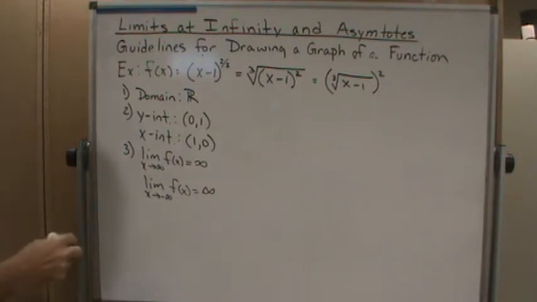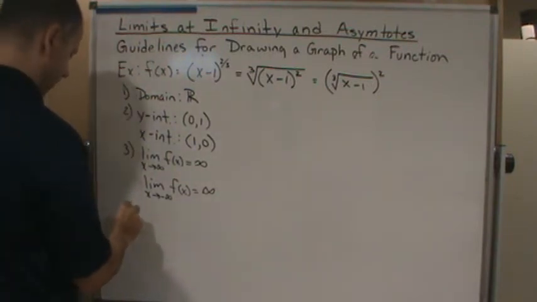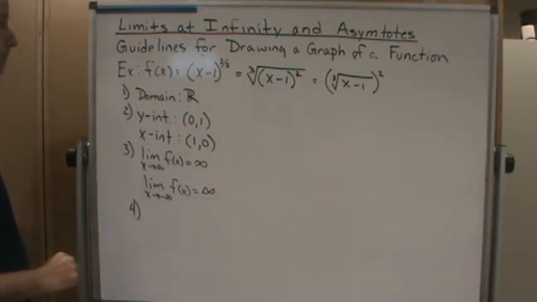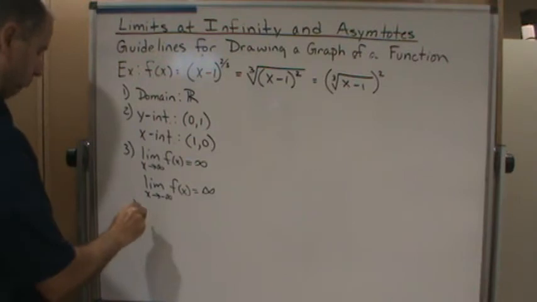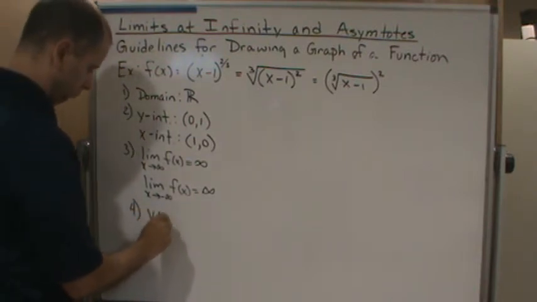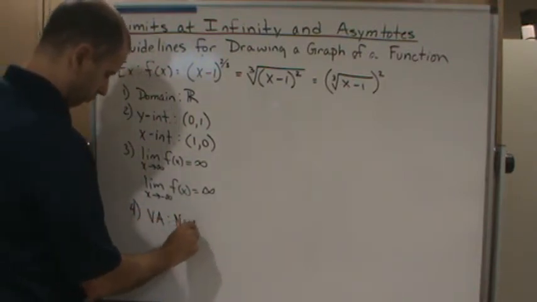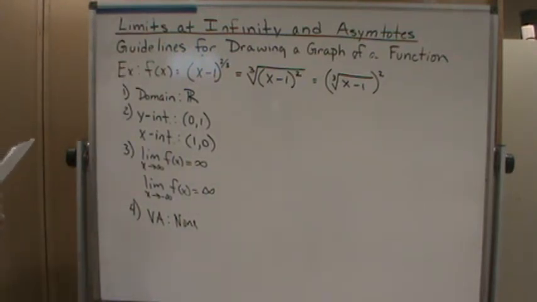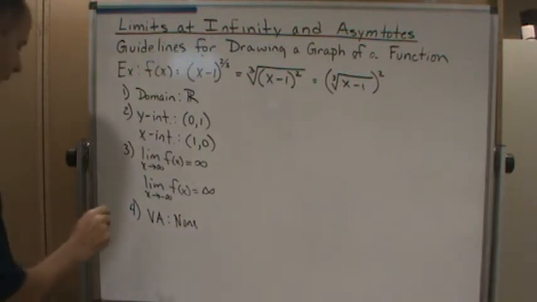What else? Step four, vertical asymptotes: no vertical asymptotes. Horizontal asymptotes: no asymptotes at all, as we can see.